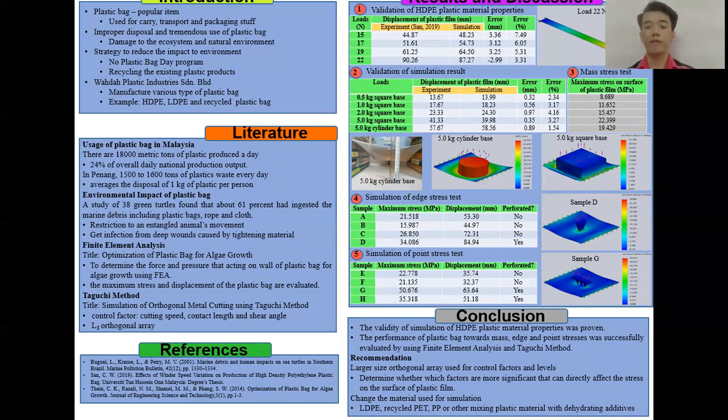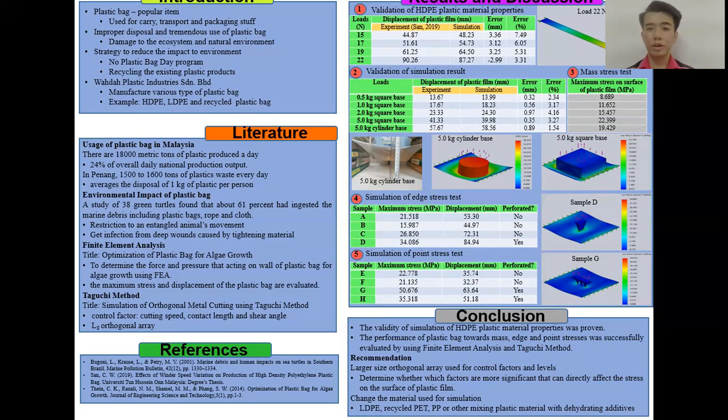In conclusion, the validity of the simulation of HDPE plastic material properties was proven, and the performance of the plastic bag towards mass, edge, and point stresses was successfully evaluated by using FEA and the Taguchi method.